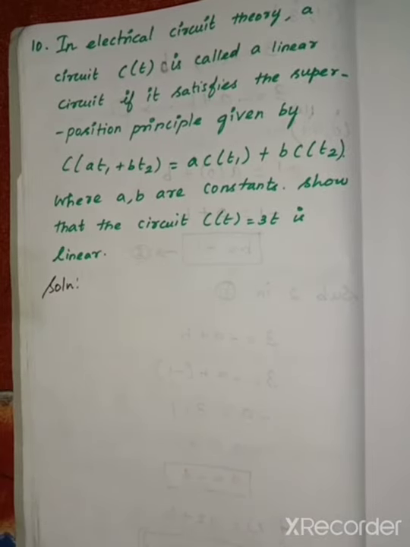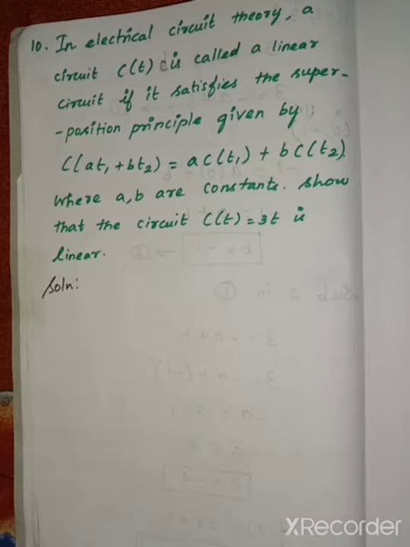10th question. In electrical circuit theory, a circuit C of t is called a linear circuit if it satisfies the superposition principle given by C of at1 plus bt2 equals a C of t1 plus b C of t2, where a, b are constants. Show that the circuit C of t equals 3t is linear.